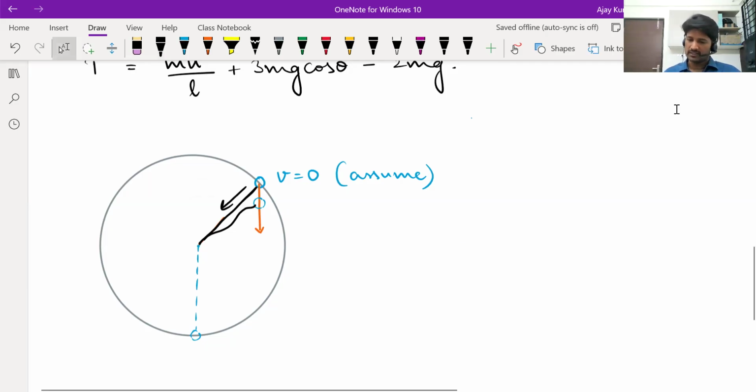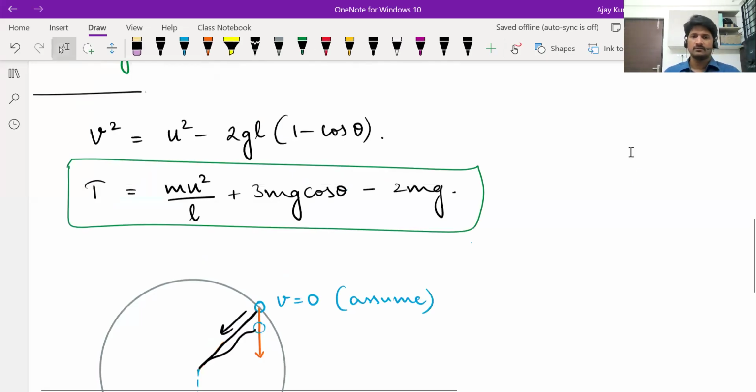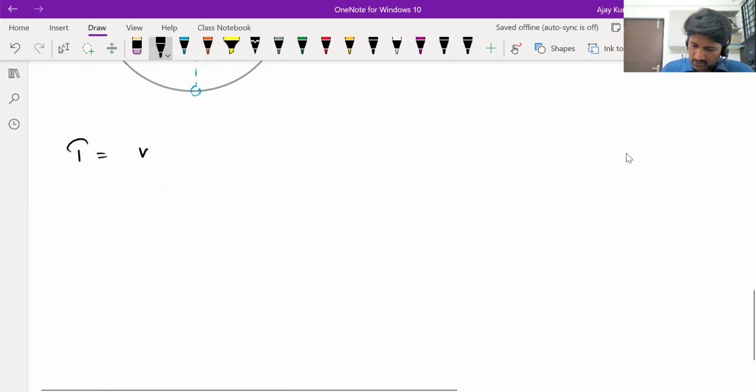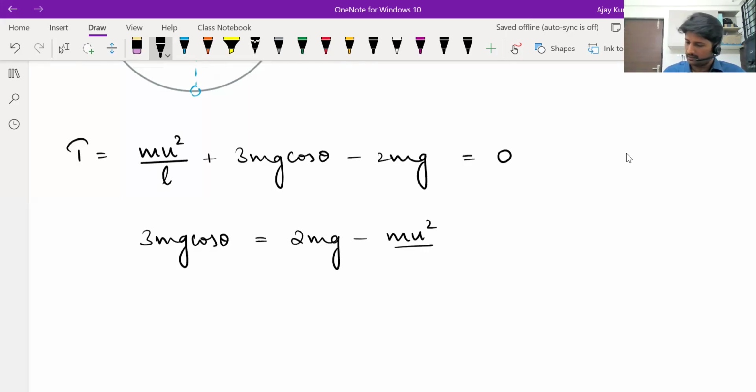Now let's derive an expression for the angle where tension becomes 0. We have a formula for tension, right? So T is equal to mu square by L, which depends on the initial speed, plus 3 mg cos theta minus 2 mg. Let's find out where the tension becomes 0. The angle is what we want, so cos theta is what we are looking for. We'll keep 3 mg cos theta on one side and send the other terms to the other side. It becomes 2 mg minus mu square by L.